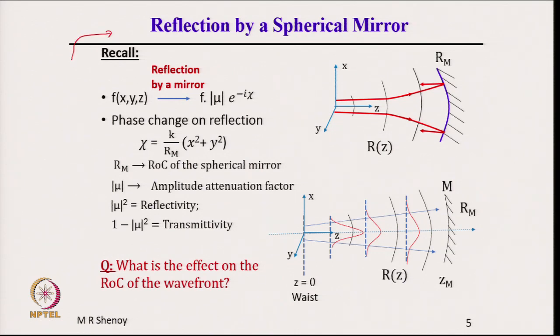Therefore, let us look at the reflection by a spherical mirror. A very quick recall: if there is a field distribution f of x y z, then the effect of reflection by a mirror is to multiply by a factor mu, which can be written as mod mu into e to the power of minus i chi. Chi is the phase change on reflection, and mod mu is the amplitude attenuation factor. We have already discussed this in the last lecture, and mod mu square is the reflectivity of the mirror.